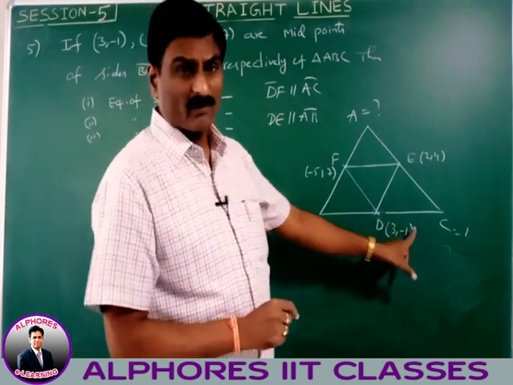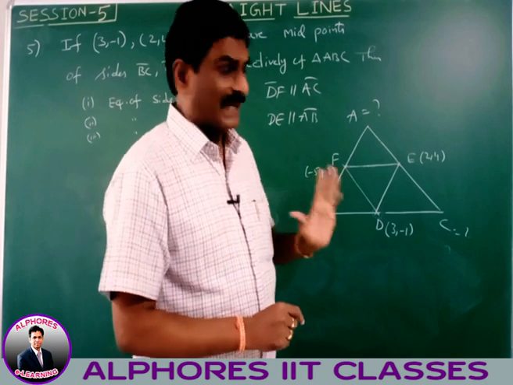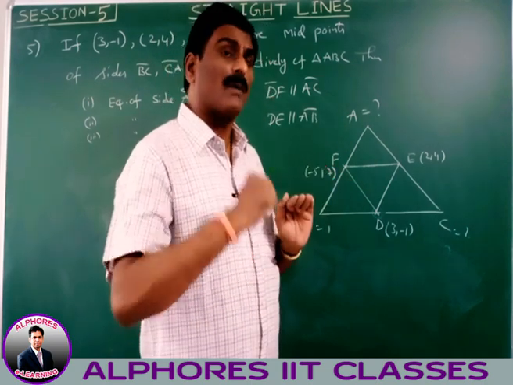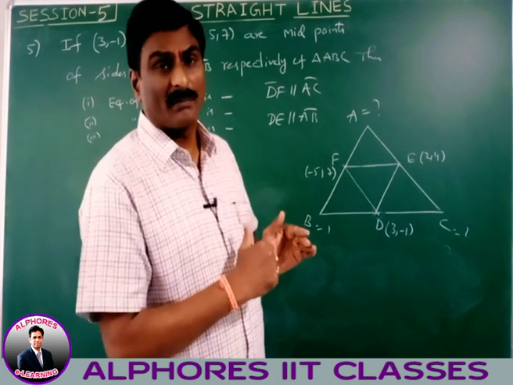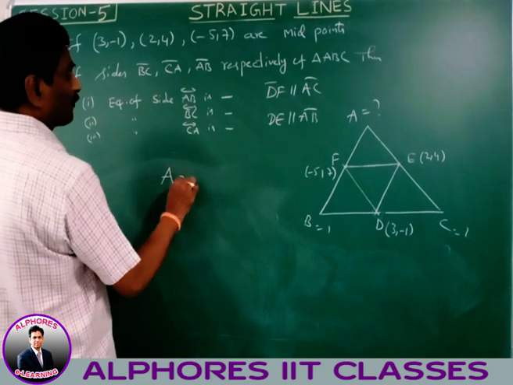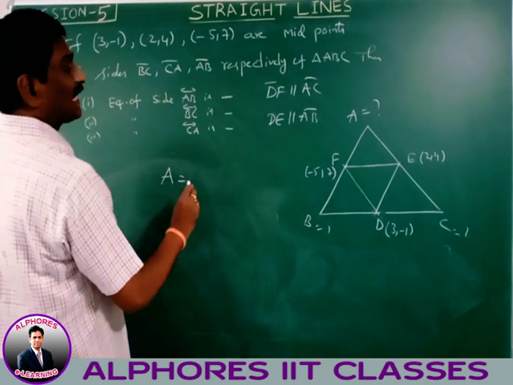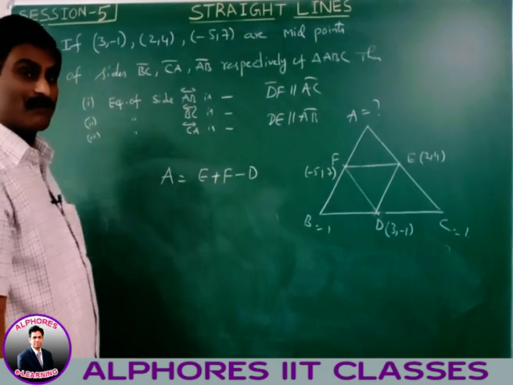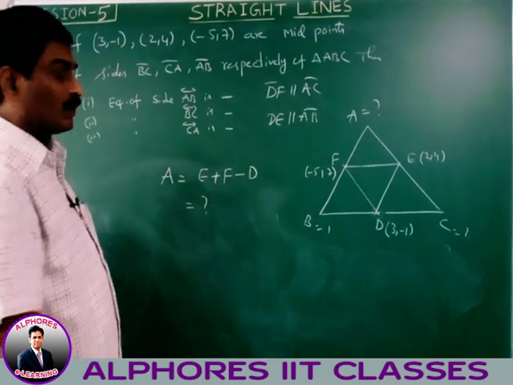By using that property, we find the equation of the sides. Okay, how do we find the vertices A, B, C? Already we know about coordinates in the 2D system. Here, what is the vertex A? If the midpoints are given, the vertex A is equal to E plus F minus D. By using this value, we find the vertex A.